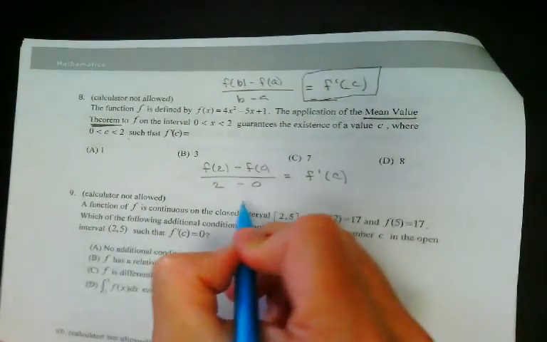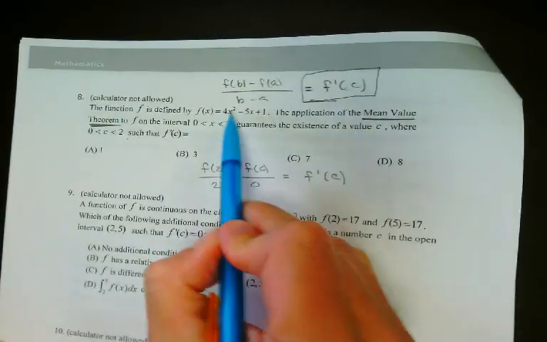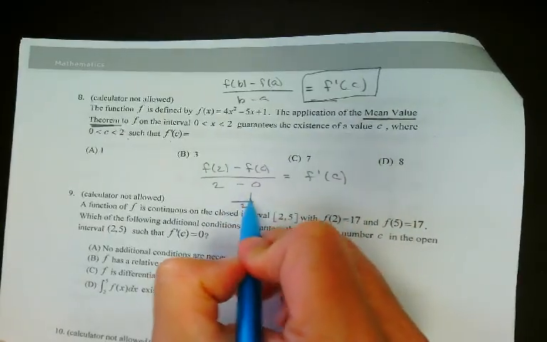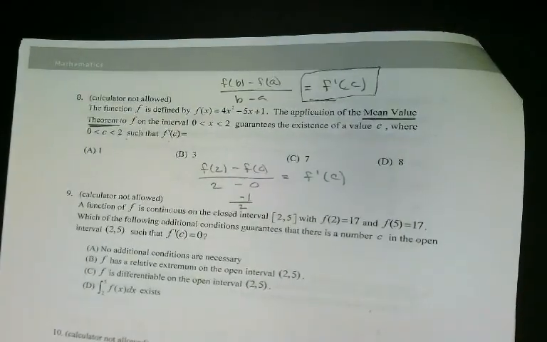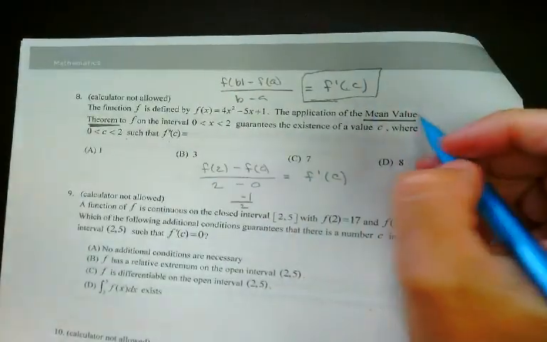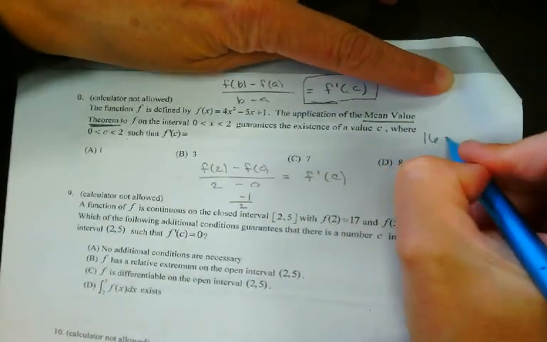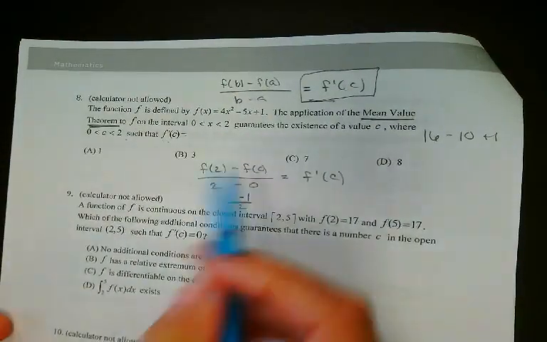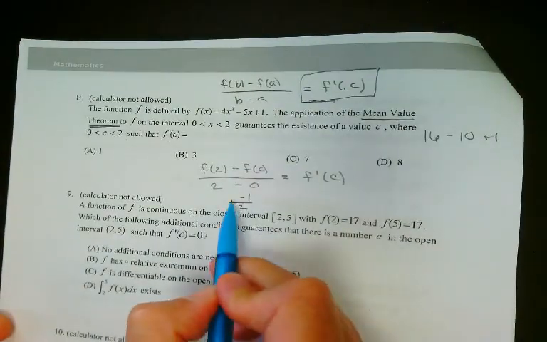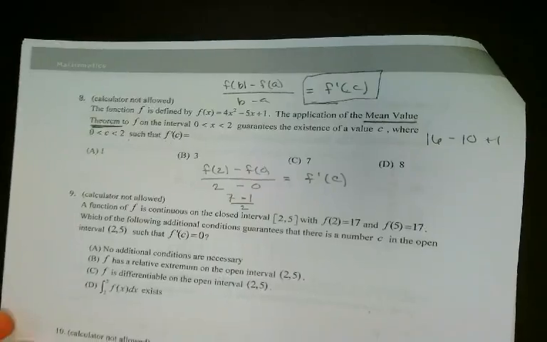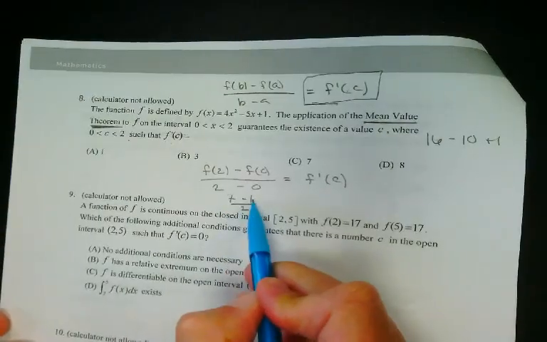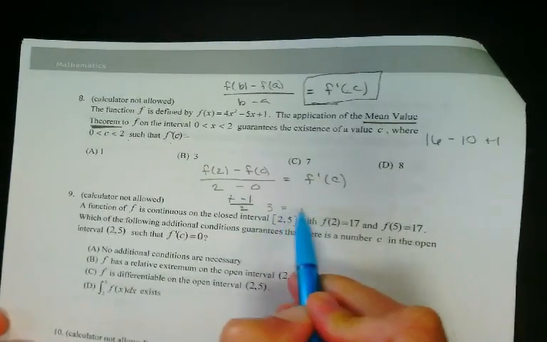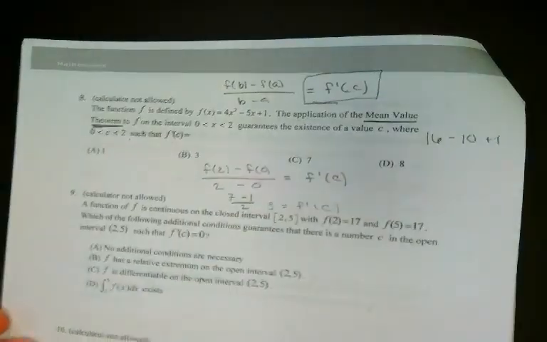We just got to crank out some numbers here. Let's see, I'm going to do f of 0 quick. That's just a 1. I need f of 2. 2 squared is 4. 4 times 4 is 16. Minus 10 plus 1. Are we getting 7 for that? f of 2? 7 minus 1 is 6. 6 divided by 2 is 3. I think I get 3 equals f prime of c.